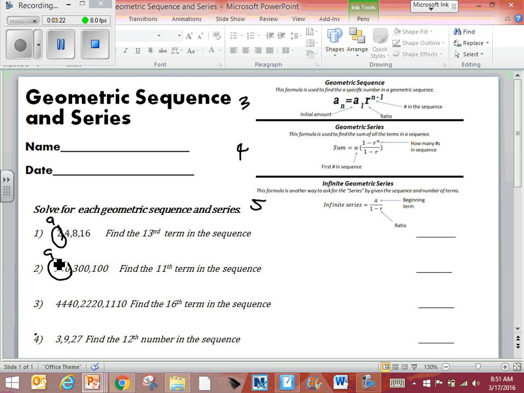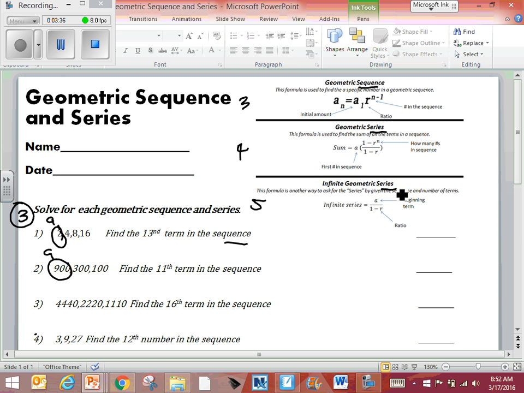Let me see how the other instructions go. Clearly, 3 is for this section. Not clear to you, but clear to me because they asked about the sequence. This thing has sequence. This guy says series. This guy says series. The question to you is, when I'm trying to use one of these formulas, one of these tools, how do I know when to use number 3? How do I know when to use number 4? How do I know when to use number 5? We hope they put it in the question.